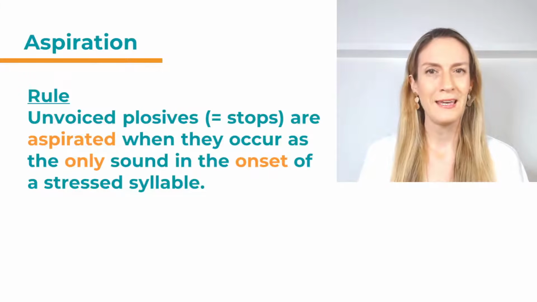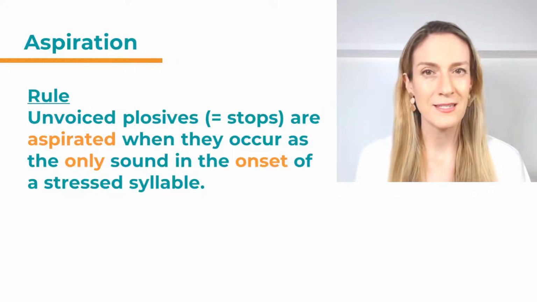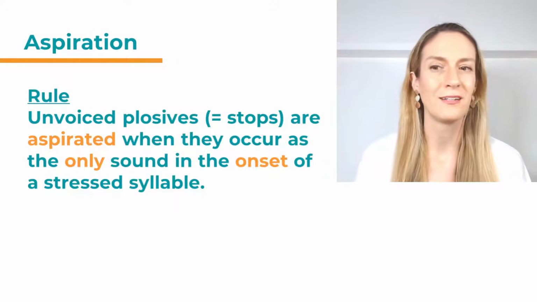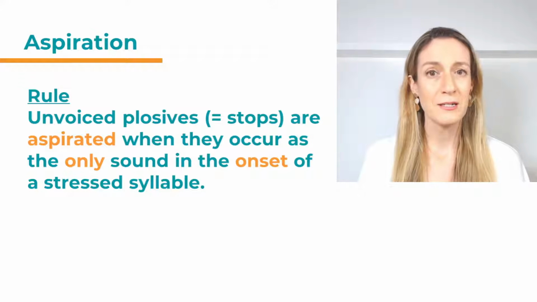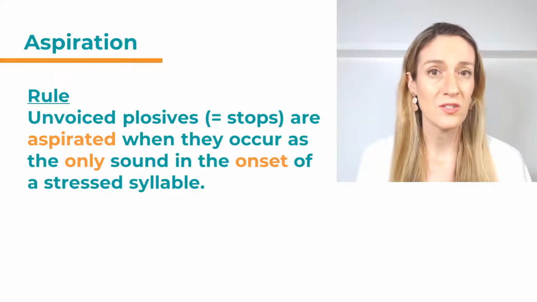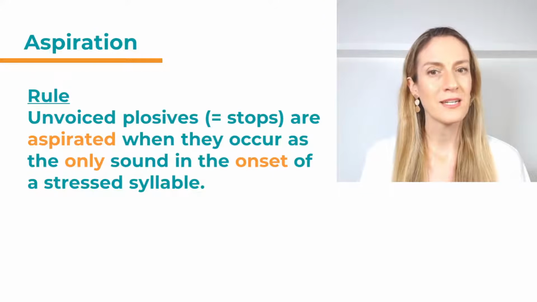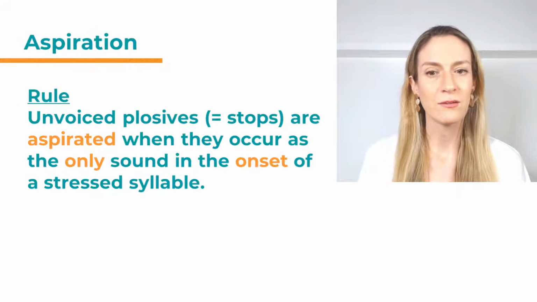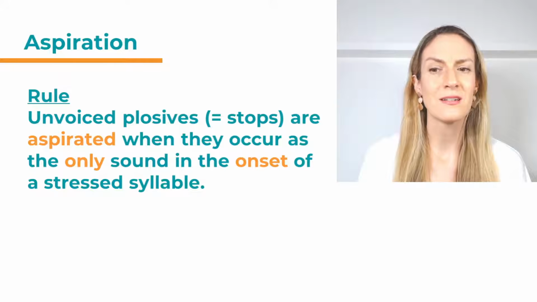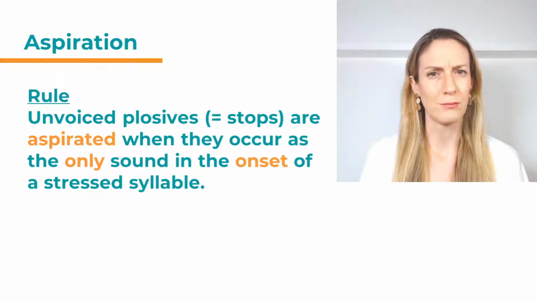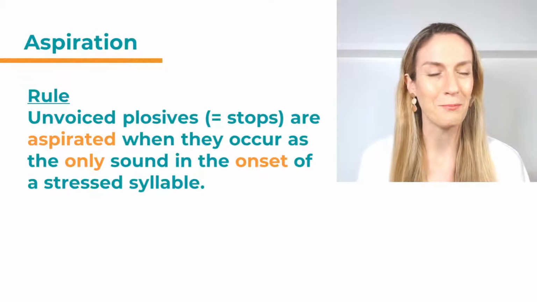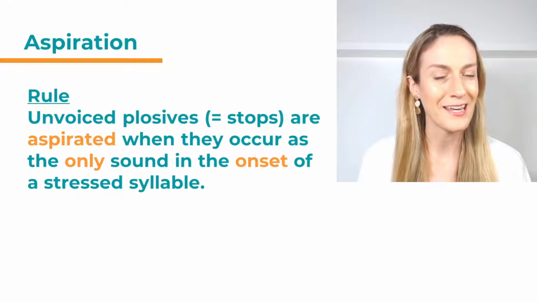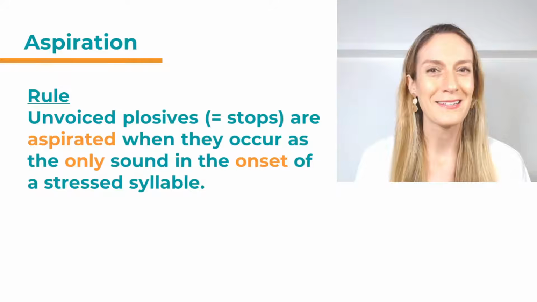So here is the rule again, and this is the specific rule for aspiration. Unvoiced plosives, also called stops, are aspirated when they occur as the only sound in the onset of a stressed syllable. You probably think, Billie, this made it more complicated and not easier to understand. Let me explain this, okay?